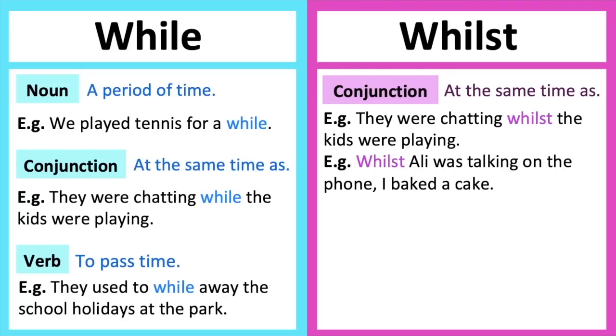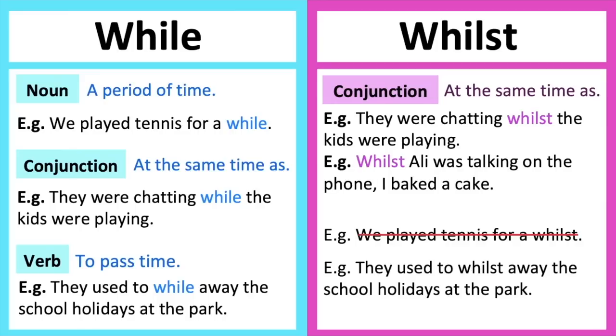However, we must remember that whilst cannot be used as a noun or a verb in the same way as while. Let's look at why. We played tennis for a whilst. They used to whilst away the school holidays at the park. As we can see from both sentences, they are grammatically incorrect, therefore they don't make sense.